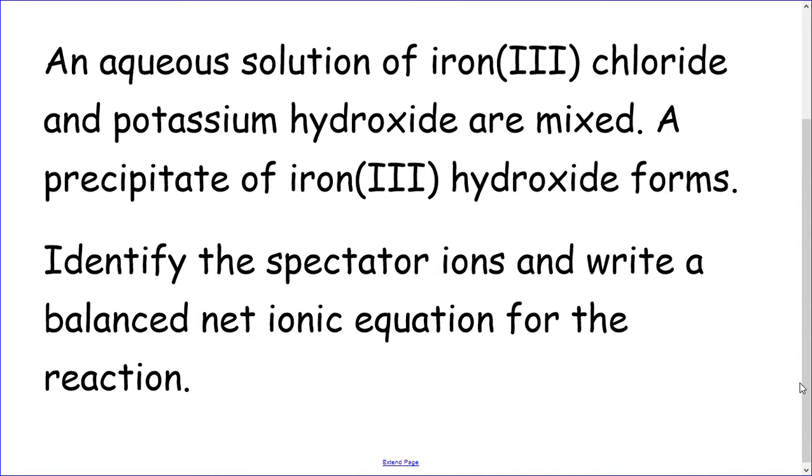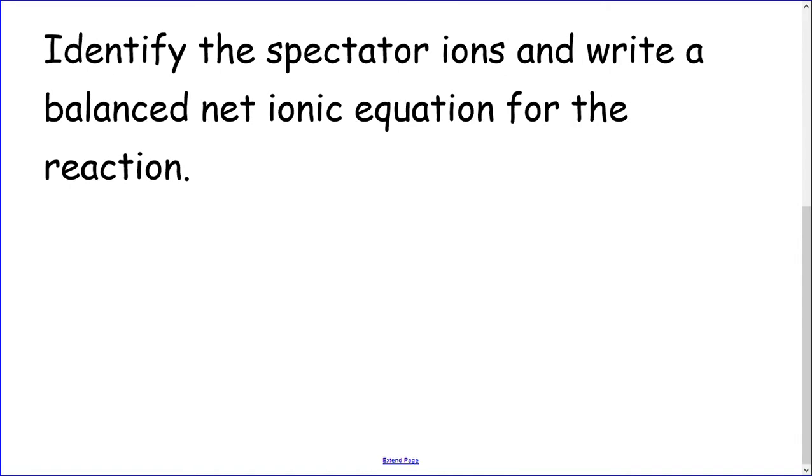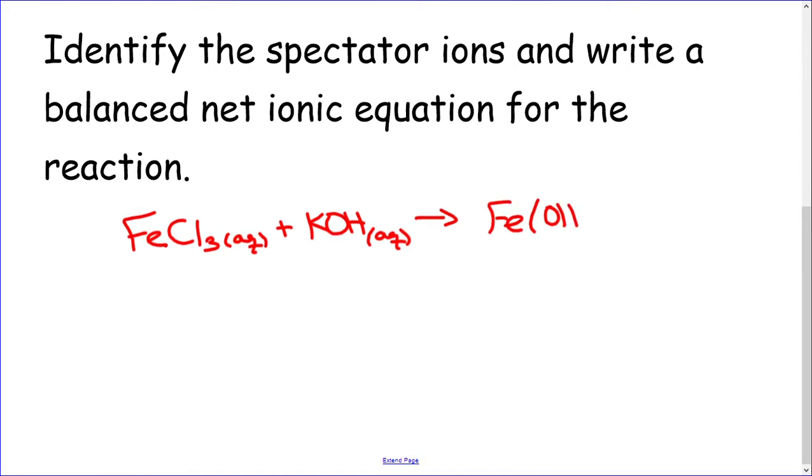Alright, so if we took a look at our equation to start with, I'd have iron 3 chloride, so FeCl3, as an aqueous solution, plus KOH as an aqueous solution, and that's going to give me Fe(OH)3, and it says it was a precipitate. There's my solid, plus KCl in an aqueous solution.